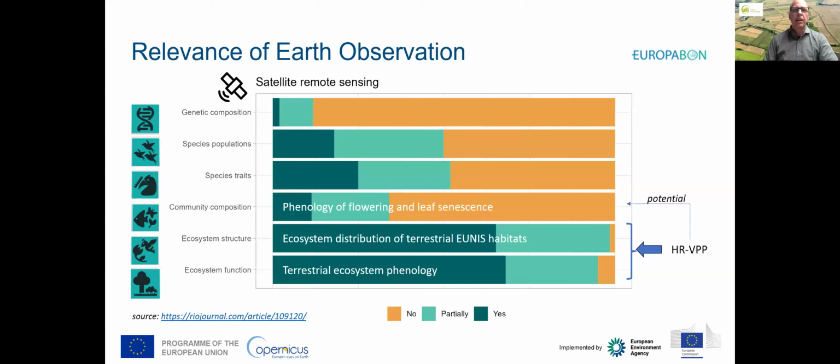It could still contribute also to community composition, but it's mainly on ecosystem function, where one of the EBVs is terrestrial ecosystem phenology, which of course can be derived directly from this HR-VPP dataset, but also on ecosystem structure. There is the ecosystem distribution of habitats, which is an important input, and we'll explain a bit more. And I think Stefan will also go further into that route.